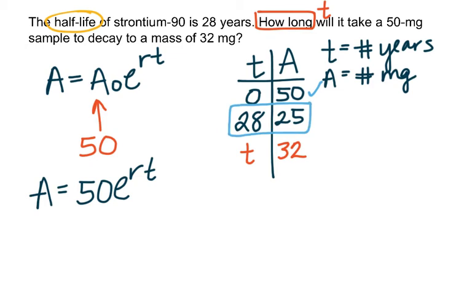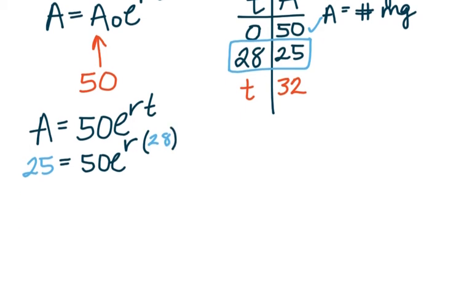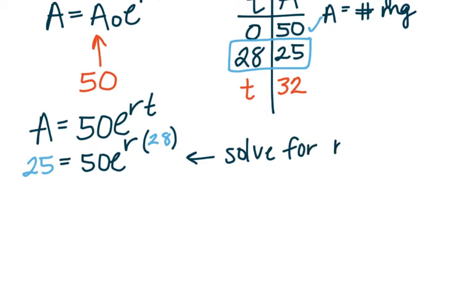It takes 28 years for us to have 25 milligrams remaining. So we're basically going to be substituting in the 25 for the amount of strontium, number of milligrams. That goes in for A. 25 equals 50 e to the r times t, and there's my half-life. My time was, it took 28 years for our quantity to decay down to 25 milligrams. So this is allowing us to go ahead and solve for r. We're solving for the relative decay rate. So we want to start by isolating the exponential quantity. So we want to divide both sides by 50.